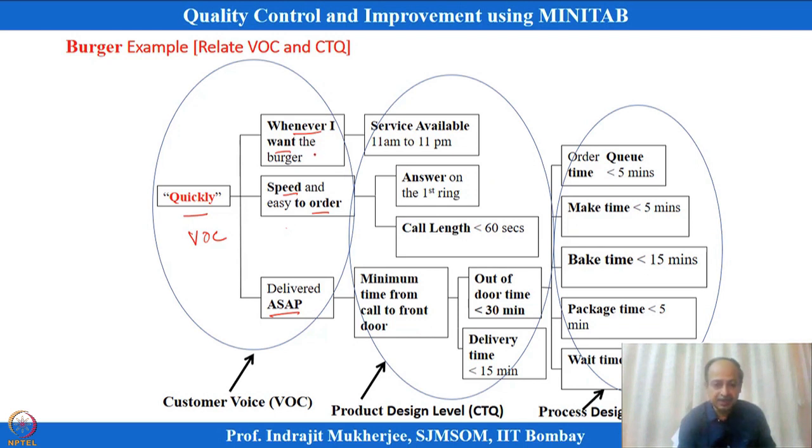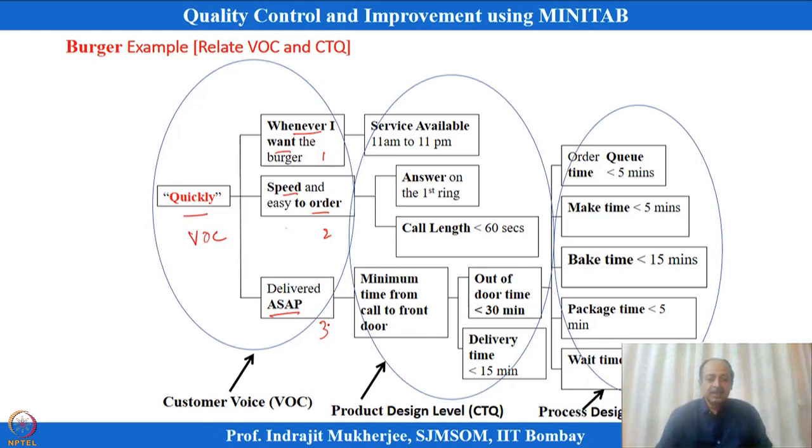So we can think of this as voice number 1, with sub voices: this is sub voice number 2, and this is sub voice number 3, like that. Here also I am not specifying anything. The customer is mentioning that by "quickly" they mean these things. It should be very, very fast.